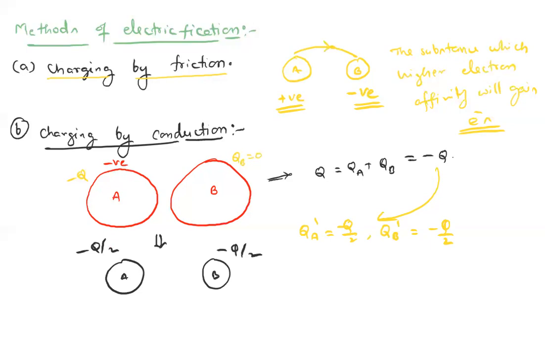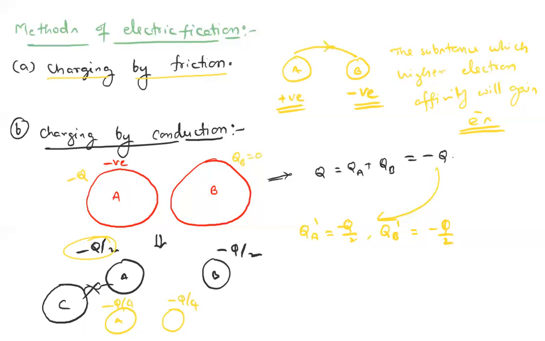Now A is placed in contact with some other body C for some time and removed. Then what happens? Now the minus Q by 2 is distributed among them. Afterwards, A becomes minus Q by 4 and C becomes minus Q by 4. Like this, we can charge a number of bodies by placing them in contact for some time. This process is called conduction.